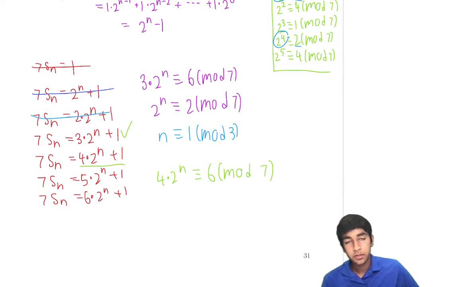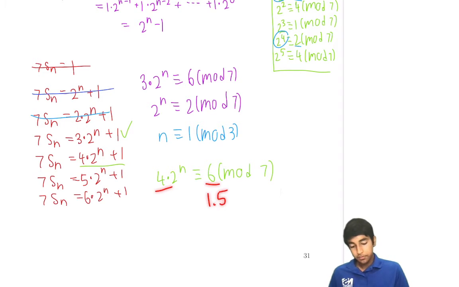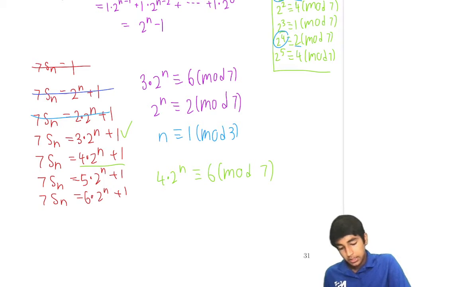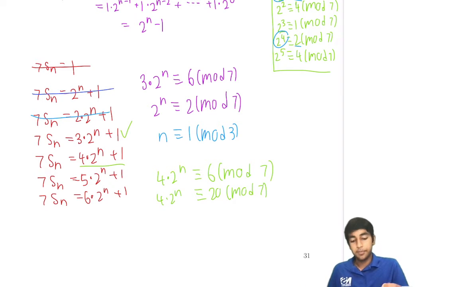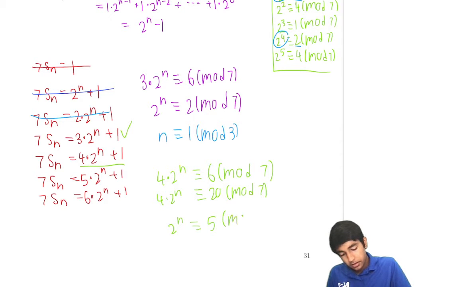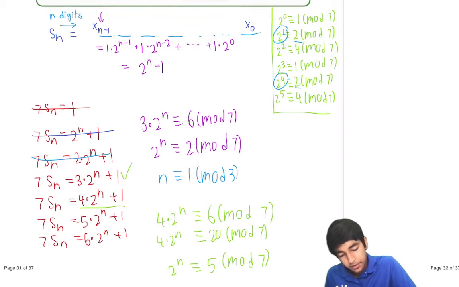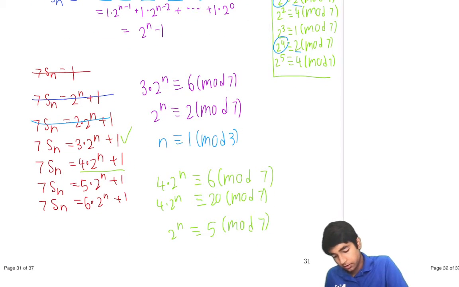And in this case, we can't just divide by 4, of course, because that would leave this side being 1.5. But the key thing to see here is that this left side, 6, is equal to 20 mod 7, right? Because 20 leaves a remainder of 6 when divided by 7. So they're equivalent. And now we know that 4 times 2 to the n is 20 mod 7. So we deduce that 2 to the n is 5 mod 7. Is this possible? Do we have a 5 here? Nope. So we're going to cross that one out.